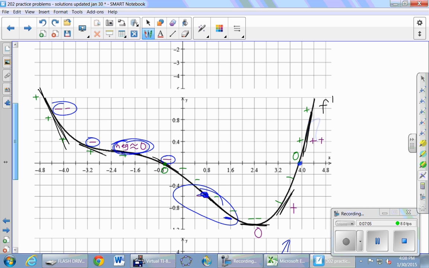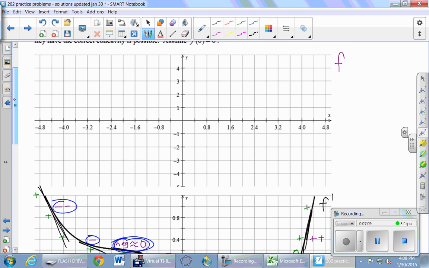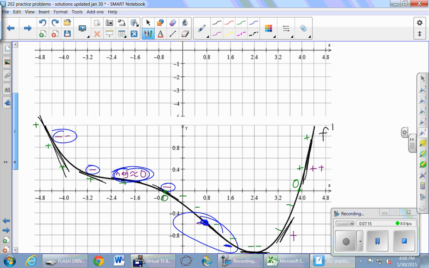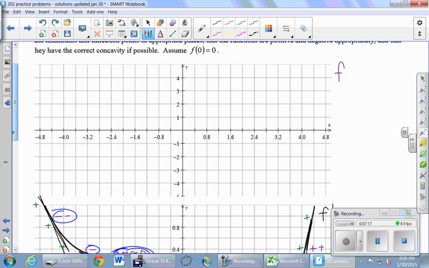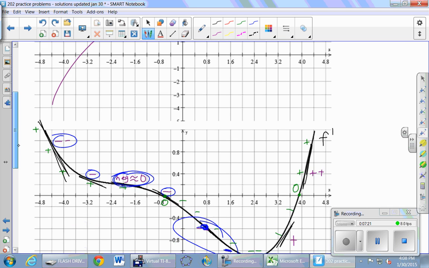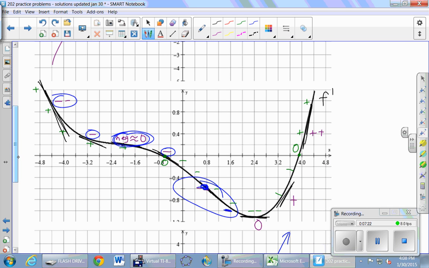So rough sketch, again, if you're following along, use a pencil because this is going to be rougher than the final answer will be. So what did we say? We said it was going to be increasing until we get to about negative 0.6, and then decreasing until we get to about 3.8.